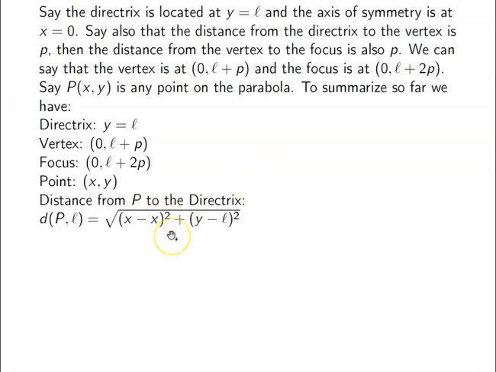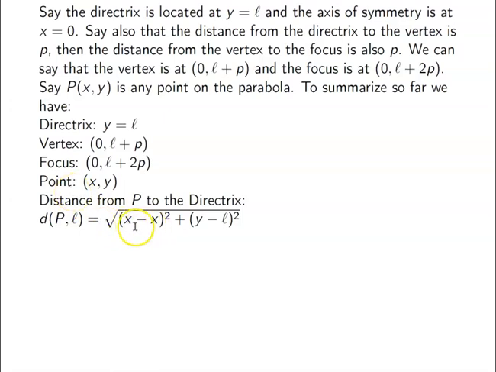Okay, so distance from P to the directrix. Here we're going to use the distance function. The distance function means that we subtract the x values, square it, add to that the difference in the y values squared, and then square root the whole thing. Again, this comes from trig. You see this in trig a lot. You're just using a right triangle and looking at the hypotenuse of it, basically. And that's how distance is calculated.